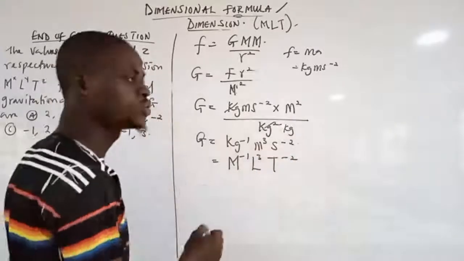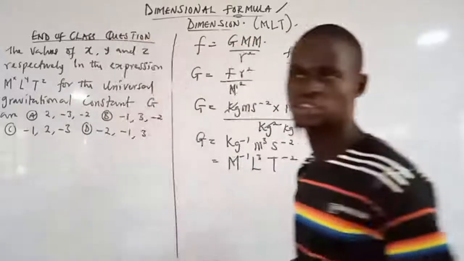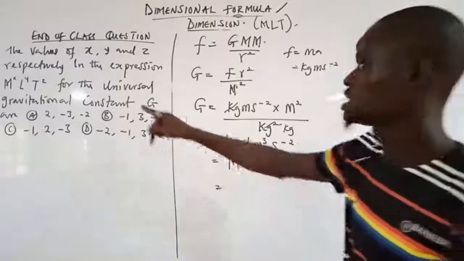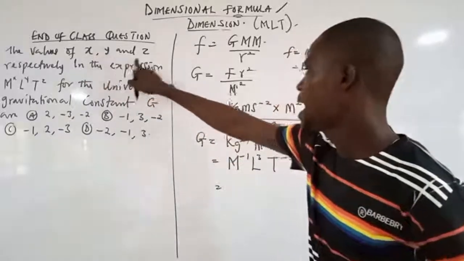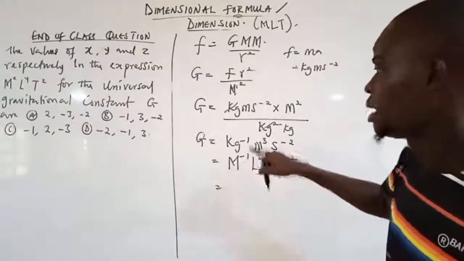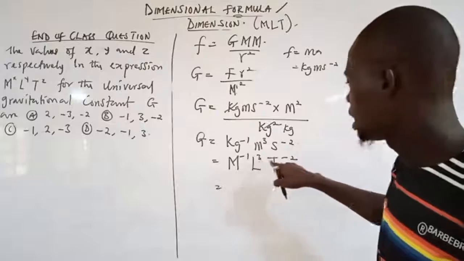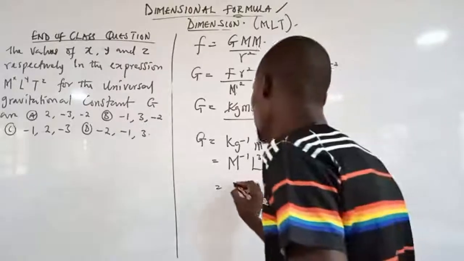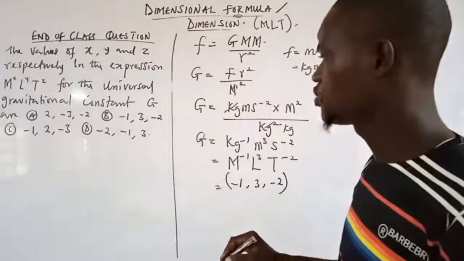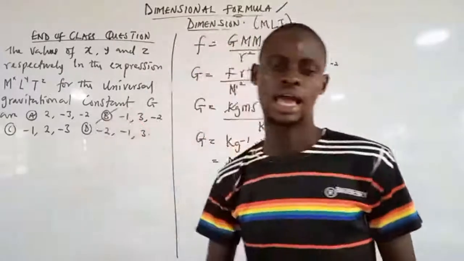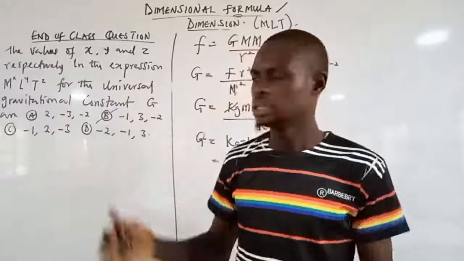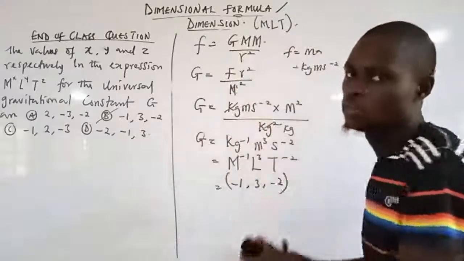So what will now be the dimension for the universal gravitational constant? The values of my x, y, and z: x is for the mass, L is y, and this one is my z. So I should have minus 1, 3, and minus 2, which gives us option B as our answer. Subsequent questions will be asked on this. We solve them in the same way.